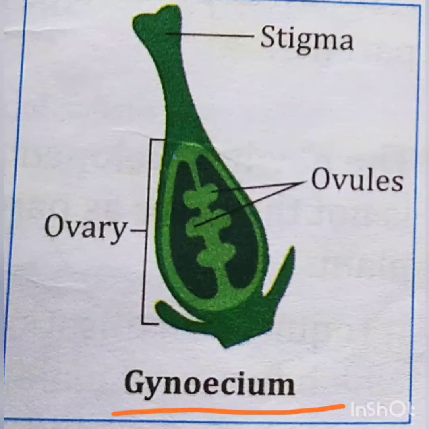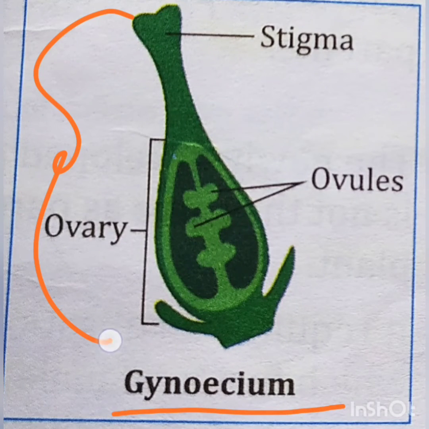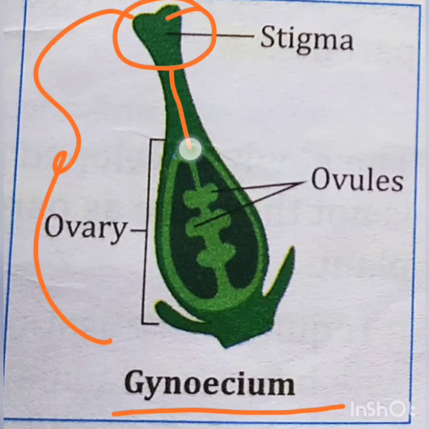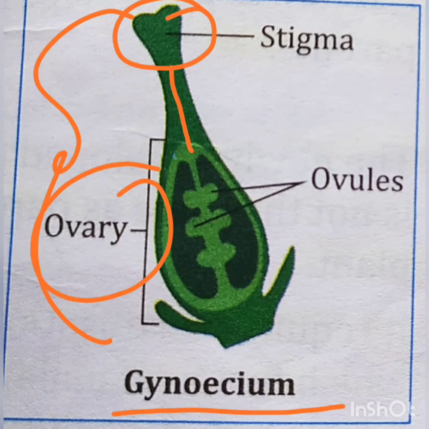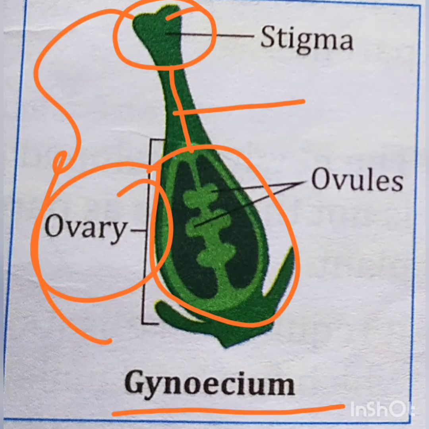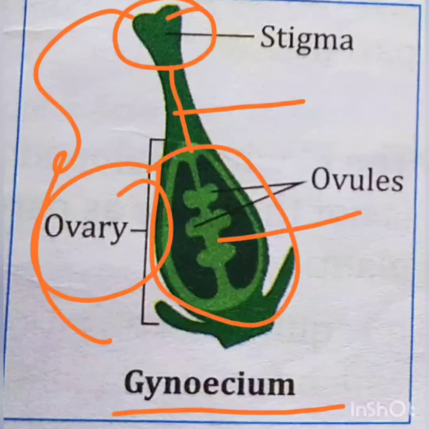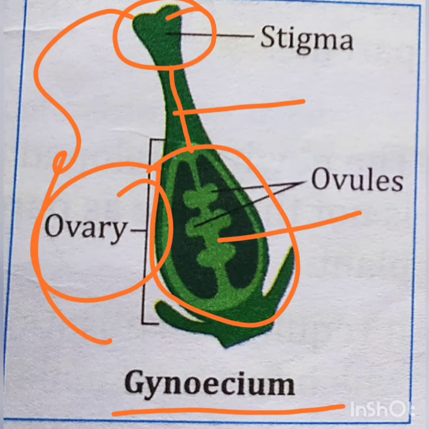Gynoecium constitutes the female reproductive part. It consists of the pistil or carpel. Each pistil consists of 3 parts, namely stigma, style and ovary. The stigma is a sticky structure at the top of the pistil that receives the pollen grain. The style is the stalk of the pistil. The swollen base of the pistil is called ovary. The ovary contains ovules. Each ovule consists of an egg or a female gamete.